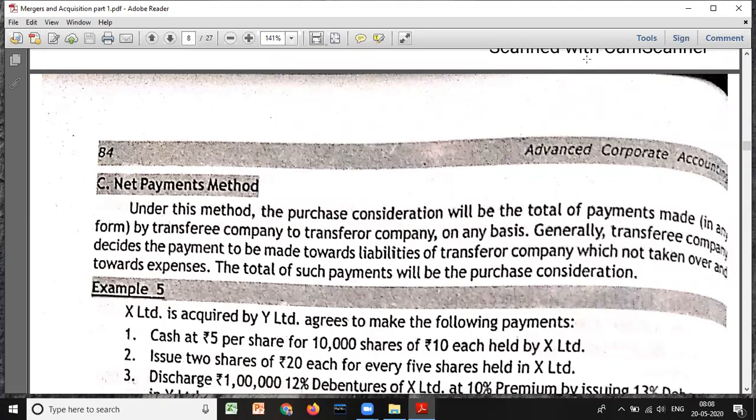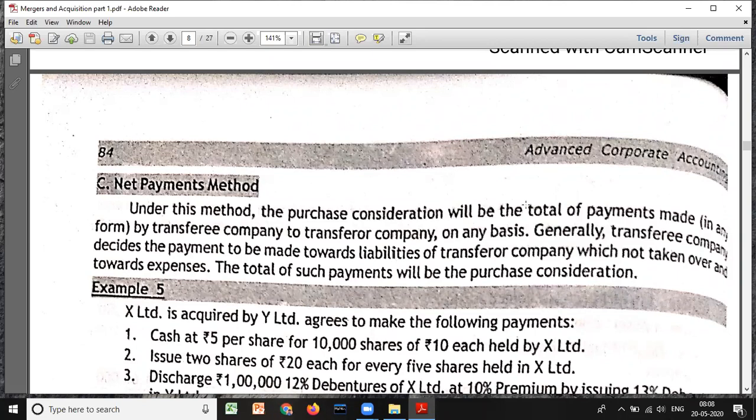Hello everyone. In the last video, we discussed calculation of PC under the lump sum method and the net present value method. In this video, we will discuss calculation of PC under the net payment method. Under this method, the purchase consideration will be the total payments made.